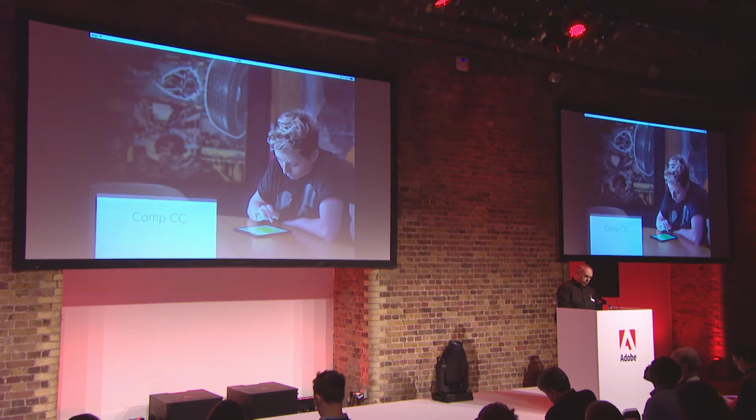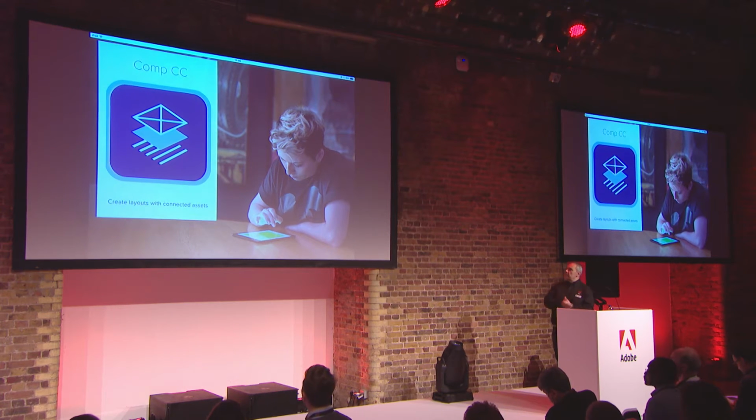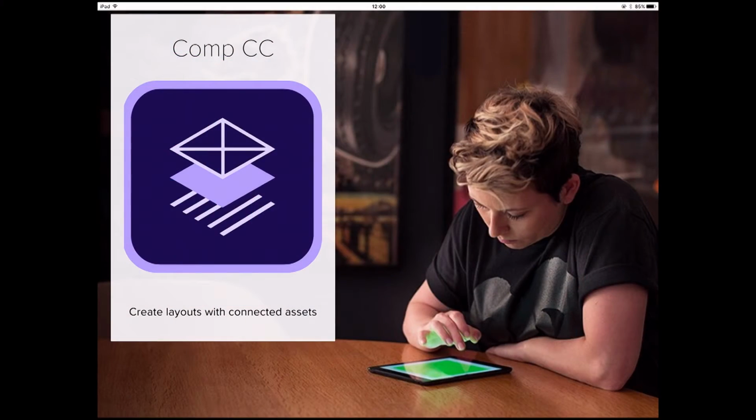And we have Comp CC, which you're going to see a bit of this afternoon with my colleague, Iona. This allows you to create layouts for desktop and mobile projects, and then use your connected Creative Cloud assets to bring those together. And it's probably one of the hottest design applications out there at the moment. It's the one thing that people really get excited about, is they can come along and they can sketch with their finger a layout and then populate that with real assets and then push that in various different directions.